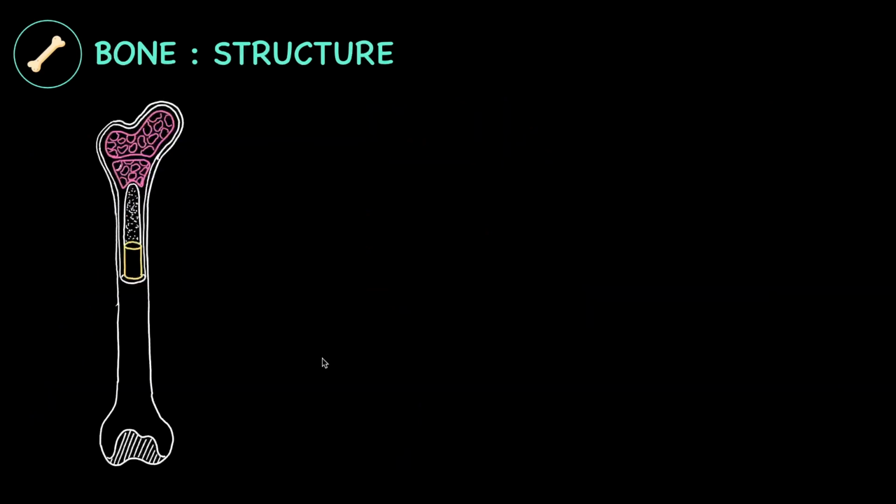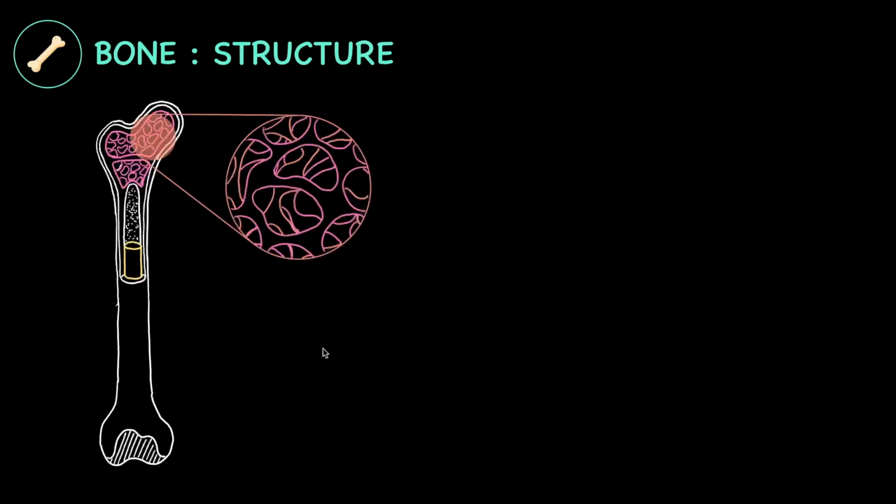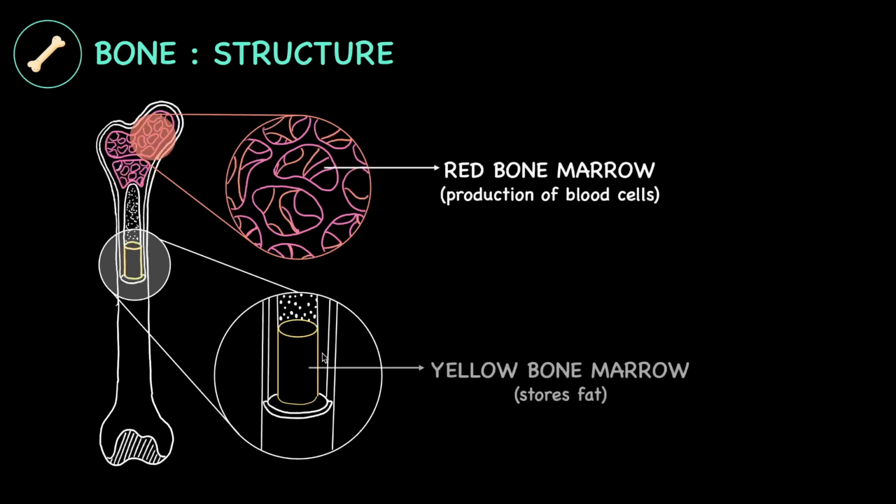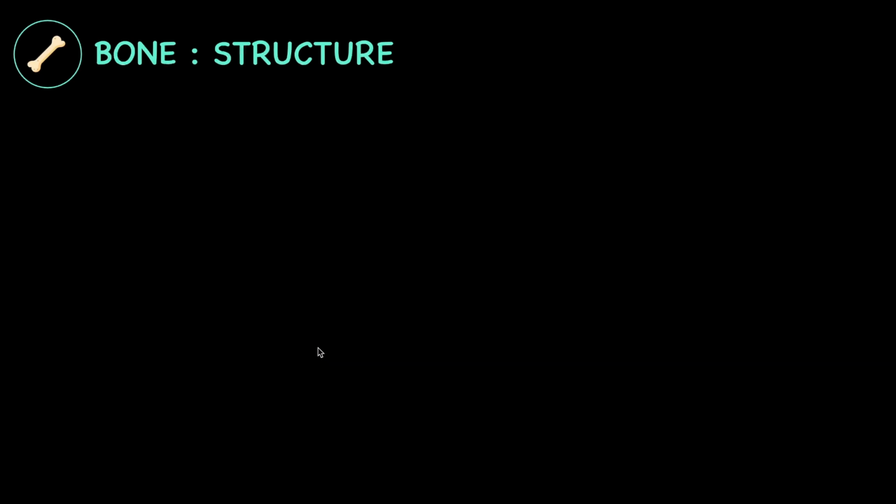Now, these cells are located around a central hollow portion of the bone called the bone marrow. We see that there are two types of bone marrow: red bone marrow and yellow bone marrow. The red bone marrow is responsible for producing blood cells, while the yellow bone marrow primarily stores fat. Although we have understood the basic components of the bone and its structure, it's important to also understand how they are arranged.